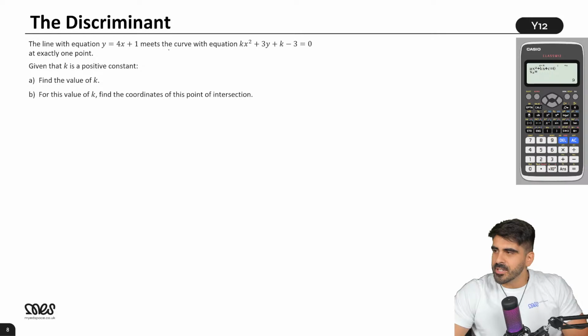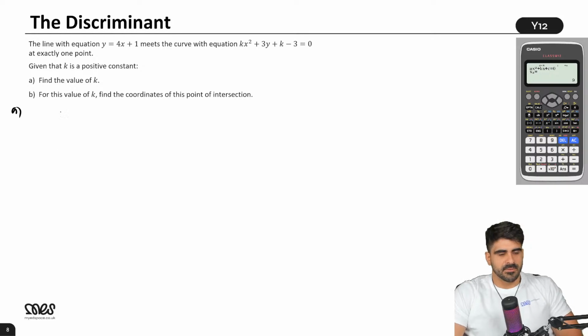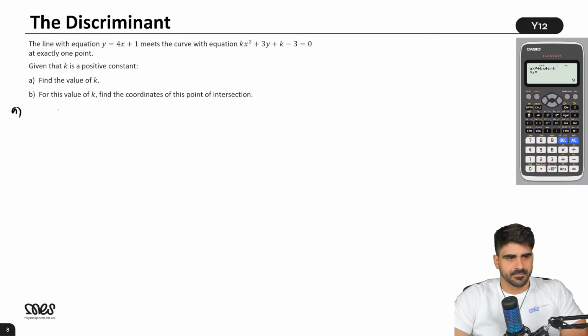Alright, guys, check this question out. The line with equation y equals 4x plus 1 meets the curve with that equation at one point. Given that k is positive, find the value of k. What are we doing first? How are we solving this equation? What does it mean it meets that curve at one point? Nice, Harlem. We make them equal to each other.